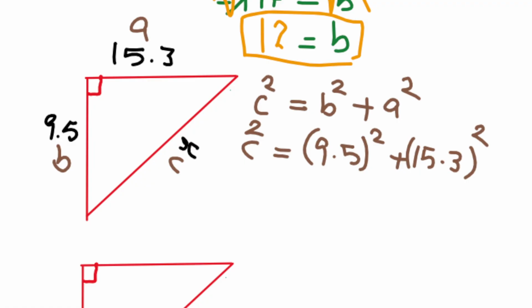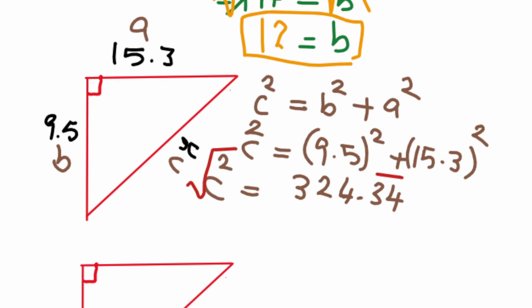Now this will definitely be calculator allowed. So grab your calculator and write this in one step. So 9.5 squared plus 15.3 squared. That gave me 324.34. That's the answer. No, we are looking for just C.